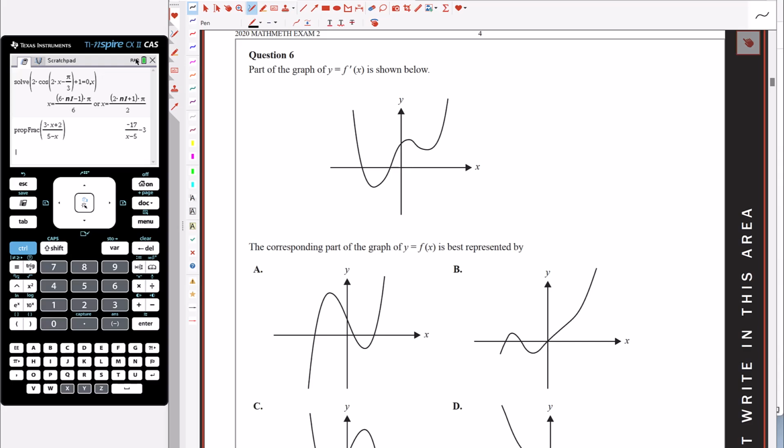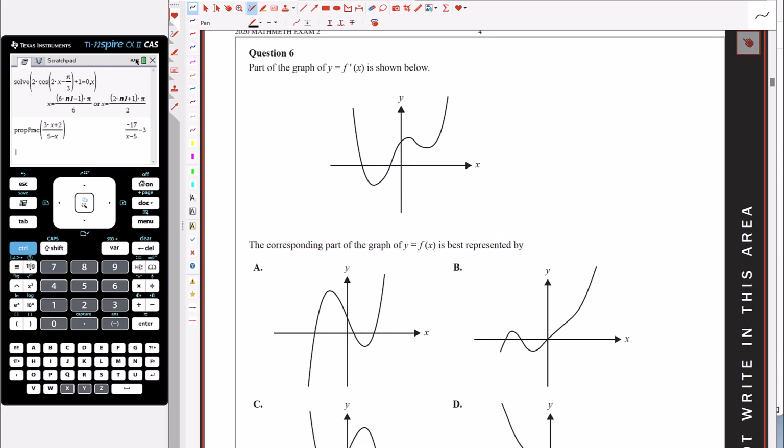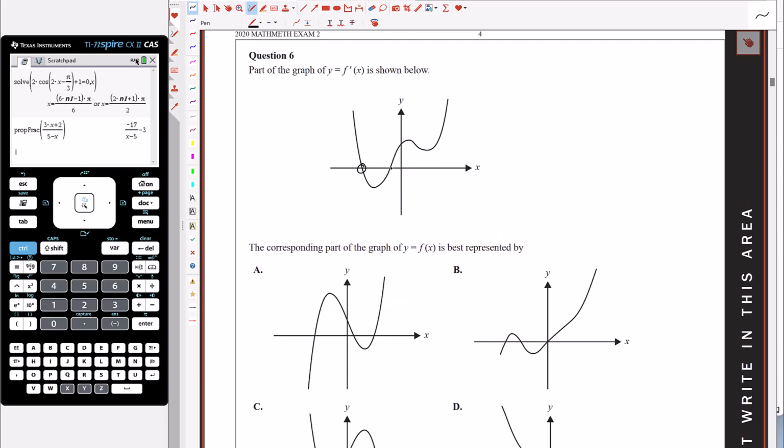Question 6. Part of the graph of f dash of x is shown below. So this is the derivative graph we're seeing, describing the gradient. The corresponding part of the graph of y equals f of x is best represented by... Okay, so I'm going to look at some key points here. I can see here that the derivative is equal to 0 at those 2 points. So that means that my original function has to have stationary points at those 2 points. Okay, so that lets me rule out A.